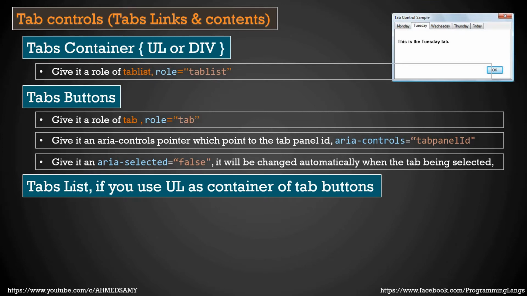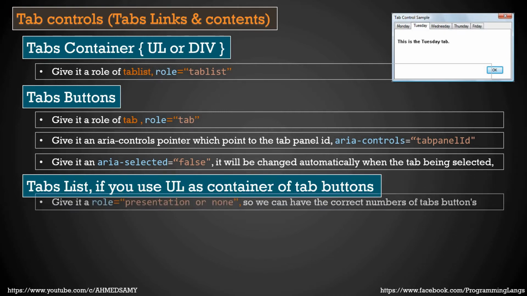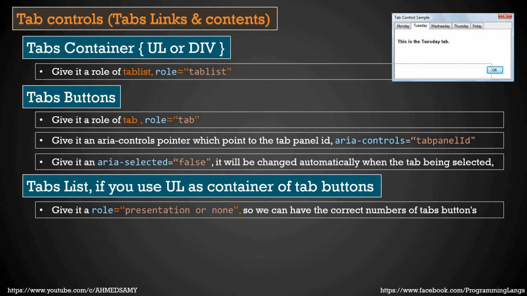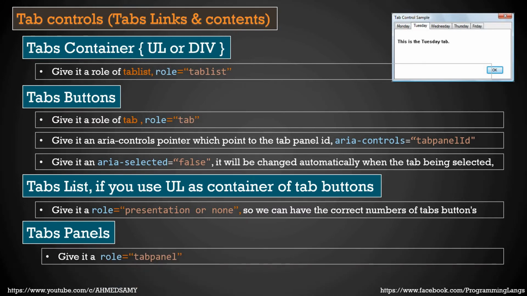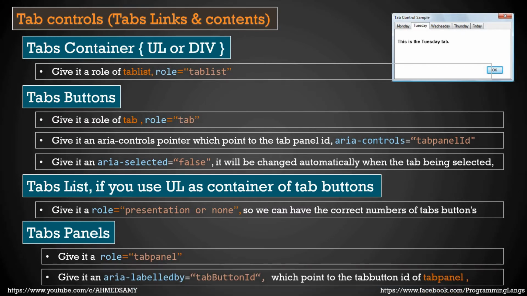If each tab button is inside a list, you should give this list a role of none or presentation. This way, Firefox will list all the tabs as a collection and will announce the total number of tabs during navigation. The tab panels themselves, we have to give them a role of tabpanel, so they will be identified as a tab panel when opened. Also aria-labelledby with the tab button ID, so we can link the button with its associated tab panel.